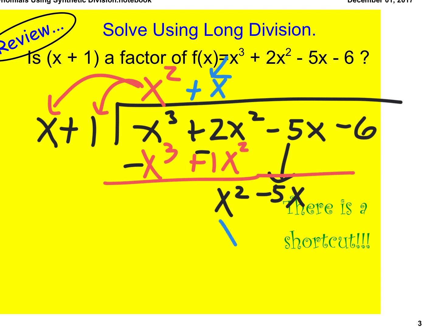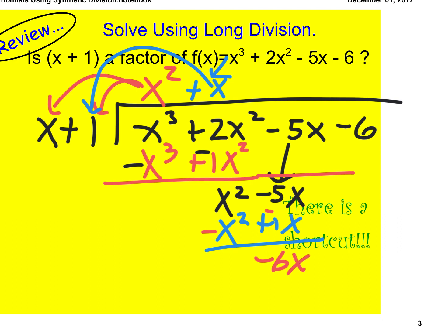X times x makes x squared. It matched perfectly. That's what you want to do. And then the x times the 1, 1x. Draw the line, opposite, opposite. Put them together. Notice it's not subtracting. Negative 5x minus an x makes negative 6x. I'm combining negative 5x and negative 1x. Then I bring this down.